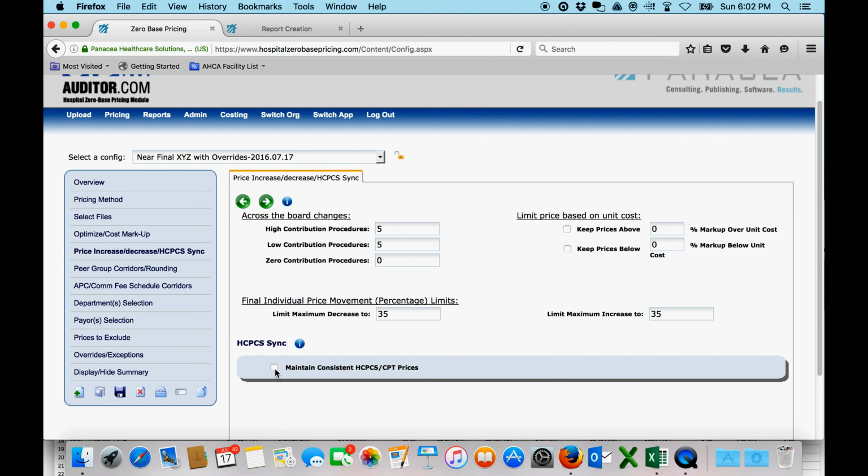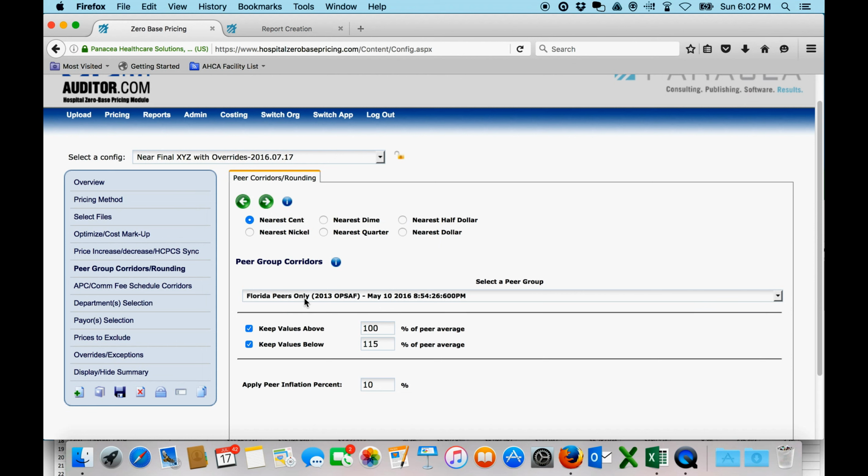By checking off maintain consistent prices for HCPCS, if the hospital has the same HCPCS code being used multiple times in the charge master with different prices, then the prices will go up or down based on the benchmarks, but they'll maintain different prices based on the current relative value relationship. We have a new feature where the client could choose to use a Panacea RVU for those HCPCS codes, and that's coming out in September.